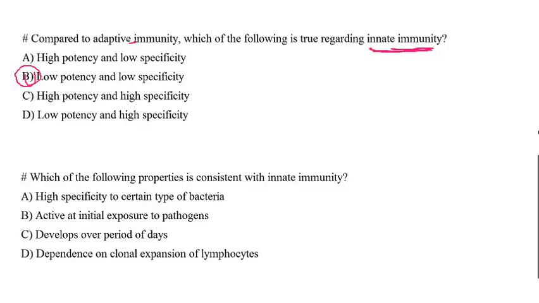Which of the following properties is consistent with innate immunity? High specificity? No. Active at initial exposure to pathogens? That's correct. They are always ready to mount an immune attack. Develop over a period of days? No, that's more for adaptive immunity. Innate immunity mounts a very rapid attack. And its dependence on clonal expansion of lymphocytes, again, that's a property of adaptive immunity.